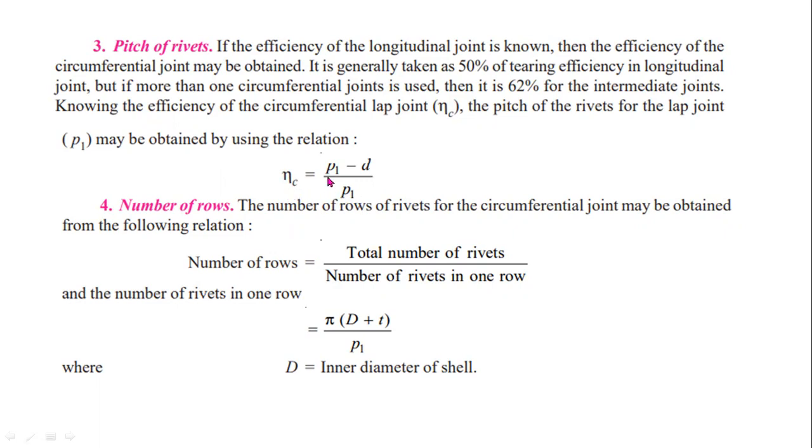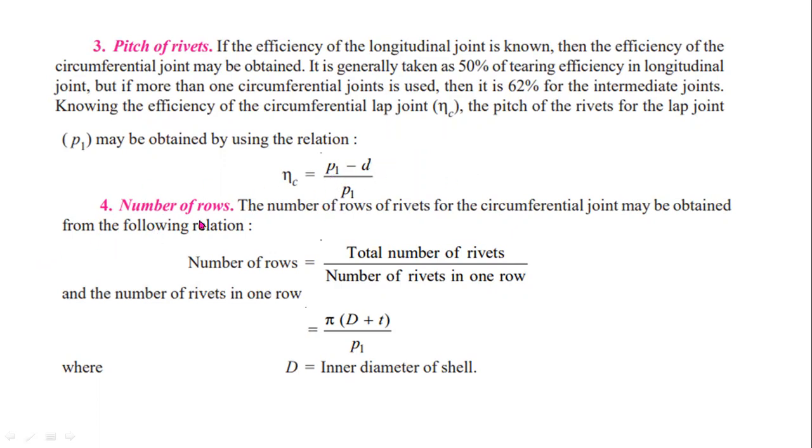Now, P1 is the pitch of the rivets for lap joints. D is the diameter of the rivet. From this equation, we have to find out the suitable value of P1, that is the pitch of the rivets for the lap joint.